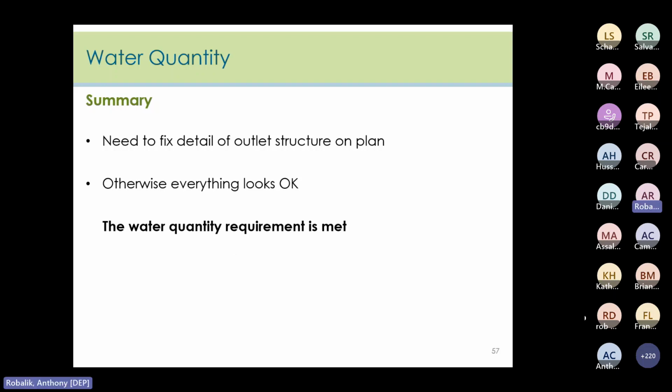So summarizing water quantity control, everything looks pretty good except for that discrepancy with the height of the outlet structure. So they're going to have to fix that and rerun the model and send it back. But unless it produces some sort of significant error, which most likely it won't since it's such a small change, water quantity is going to be okay.